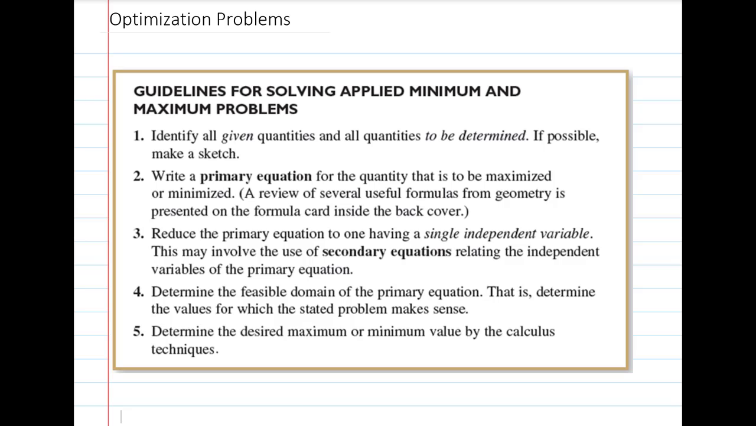Number 3, reduce the primary equation to one having a single independent variable, and we'll see how to do that. This may involve the use of a secondary equation, which we're going to solve for one variable and substitute into the next one, as we'll see in some examples. Then we're going to determine the feasible domain of the primary equation, that is, determine the values for which the stated problem makes sense. And finally, we're going to determine the desired maximum and minimum value by the calculus techniques that we've been practicing.